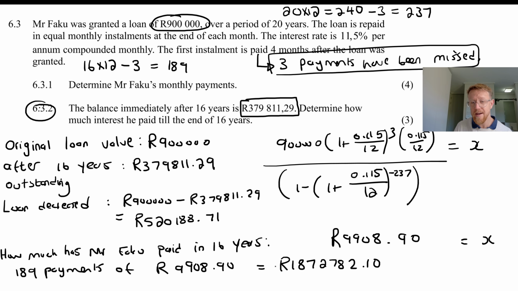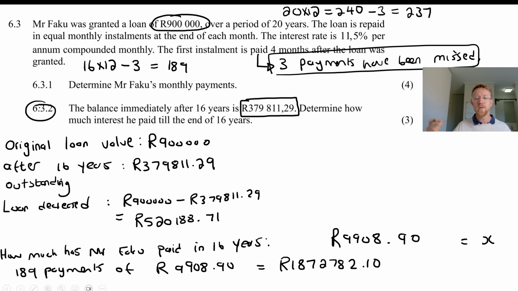That means that Mr. Faku has literally made a total of 1.8 million rand in payments over the last 16 years, and the loan has only gone down by 520,000 rand. So he gave the bank just a little bit more than 1.8 million rand, but the loan only went down by 520,000. What happened to the rest of the money? What happened to the other 1.3 million rand? That, my students, is interest. And that is how the banks make their money.